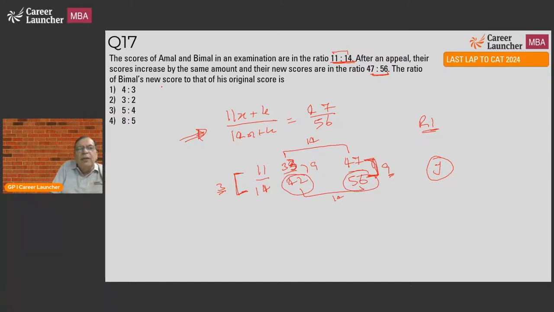What do we need? Ratio of his new score to his original score. 7 sixes are 42, 7 eights are 56, so 8 is to 6, or 4 is to 3. Round 1 jugaad question, not too much calculation required.